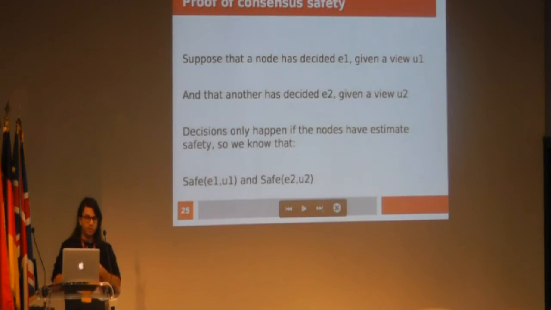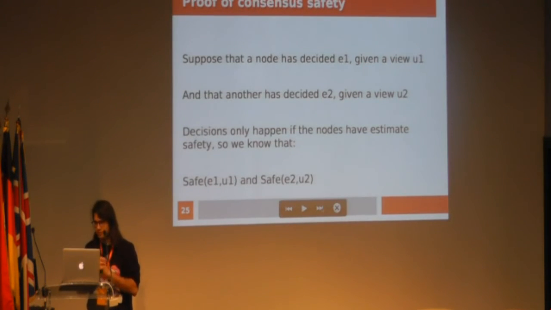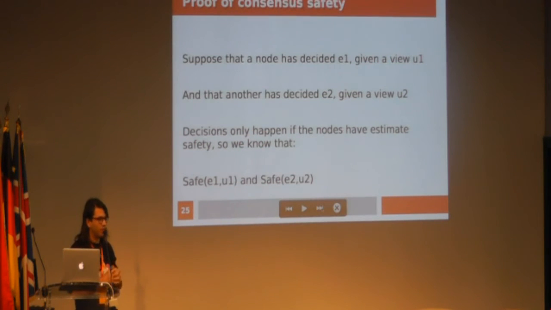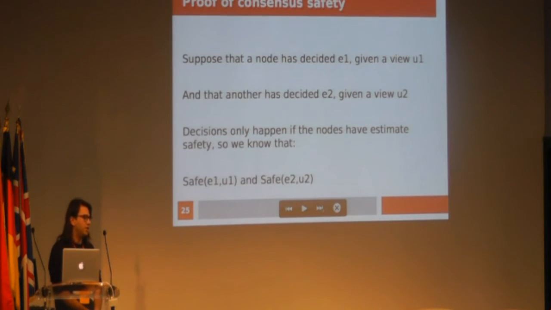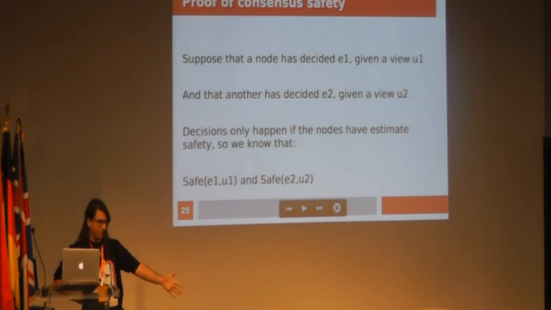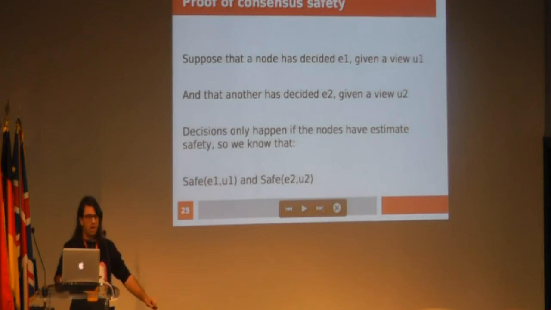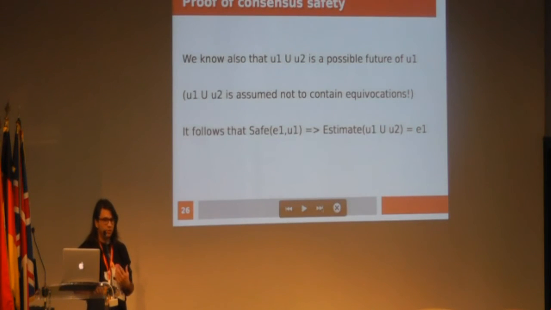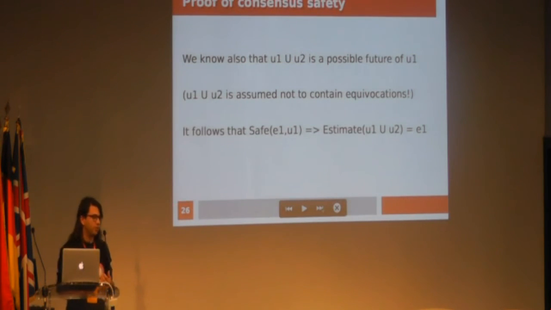So basically we're going to suppose that all nodes that run the protocol only decide if they have estimate safety. And we're going to suppose that two nodes have decided. One of them has decided on estimate 1 in view U1, the other one has decided on estimate 2 in view U2. So these nodes have only made this decision because it's safe. So we know that E1 is safe in U1 and E2 is safe in U2.